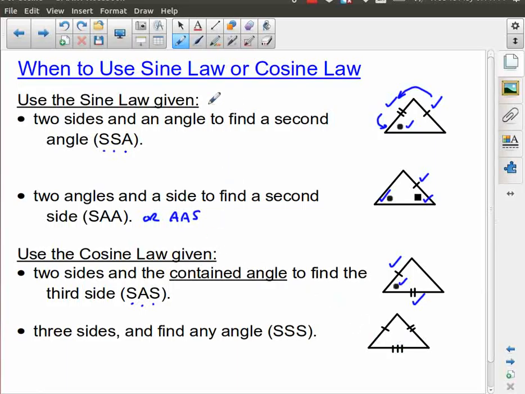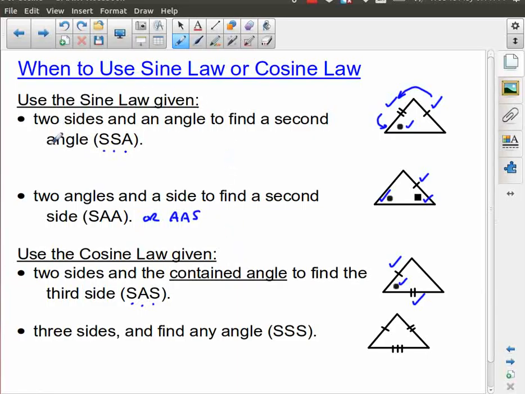Now, using the sine law to find an unknown when I have one of these two, or using the cosine law when I have one of these two, it doesn't always mean you're going to be able to solve for the unknown that you are interested in. You might have to do a second step or even a third step.